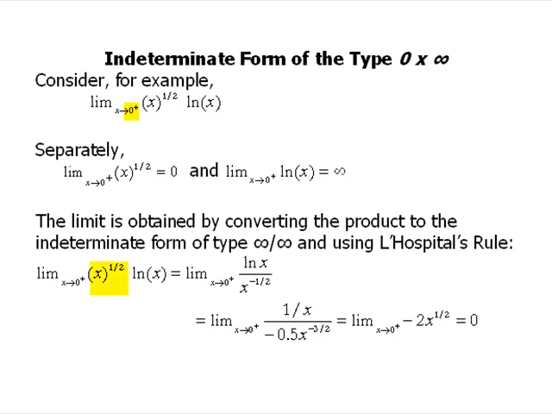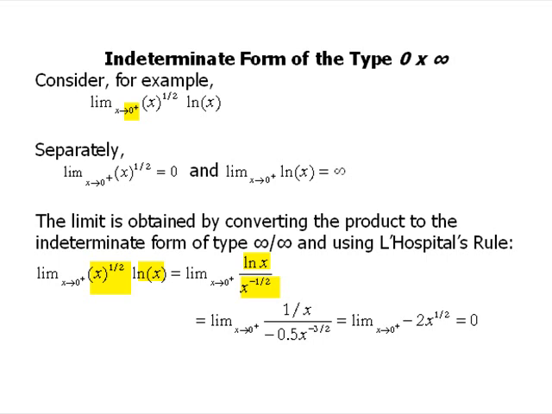I'll put the square root of x in the denominator. So that becomes x to the minus 1/2. I'll leave the natural log of x right here in the numerator. And now what do I have? As x goes to 0, I have infinity over infinity. So I converted it to one of the types that we can use L'Hopital's rule with.